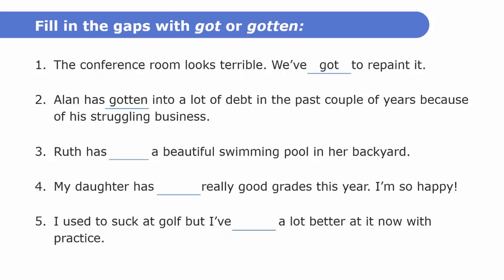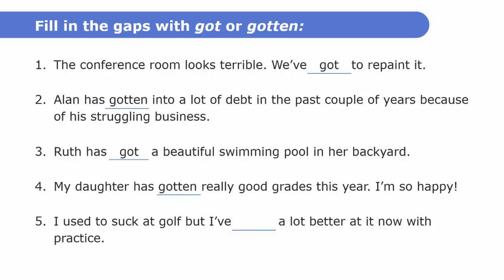Number 3, Ruth has got a beautiful swimming pool in her backyard. We're using got here because has got means to have. So Ruth has a beautiful swimming pool in her backyard. Number 4, my daughter has gotten really good grades this year. I'm so happy. In this sentence, we're using gotten because the meaning is received. My daughter has received really good grades.